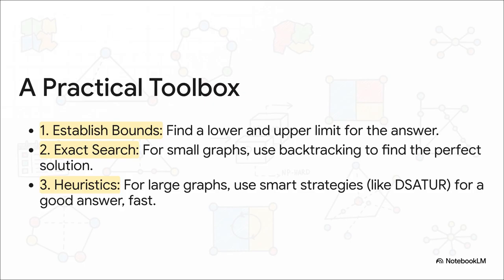For small graphs, you can actually use a kind of smart, brute force method called backtracking to find the exact answer. But for the really big, gnarly graphs, we use heuristics, which are basically just clever rules of thumb that get us a pretty good answer fast.